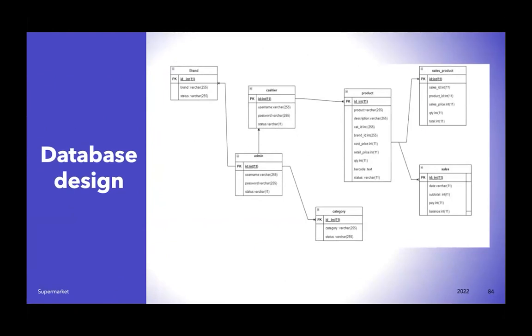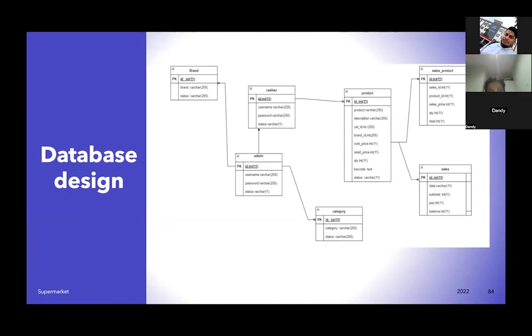So first is the table of brand. There's ID integer 11, brand varchar 255, and also status varchar, also the same number. And then we go to admin. There's ID integer 11, and then username varchar, password varchar, and then status varchar.